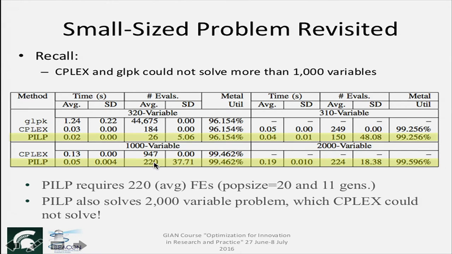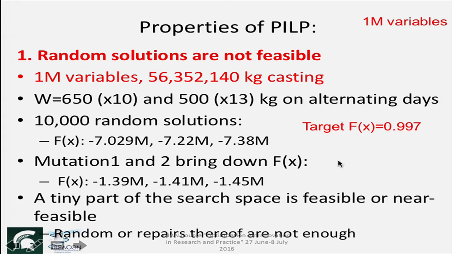Now, 1,000 variables we do in 0.05 seconds compared to 0.13 seconds of CPLEX, same accuracy, smaller number of evaluations. Now I could solve 2,000 variables, okay? Only 0.19 seconds and with optimal accuracy, okay? So up to this point, our algorithm is able to solve with very few evaluations and in a smaller time than the CPLEX method.